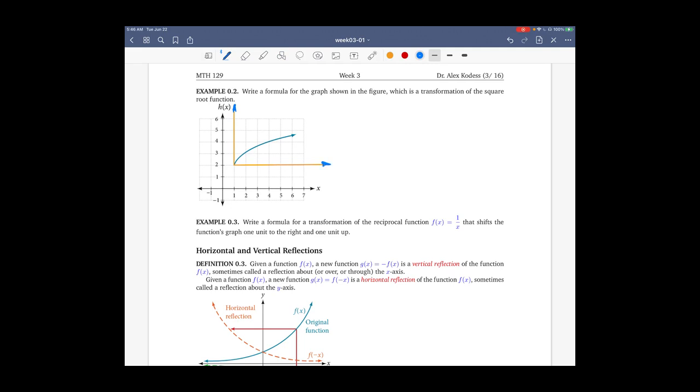And indeed, we see that this is the graph of root x. It passes through the point 1, 1. That's because root of 1 is 1. It passes through the point 4, 2. Or at least it should.